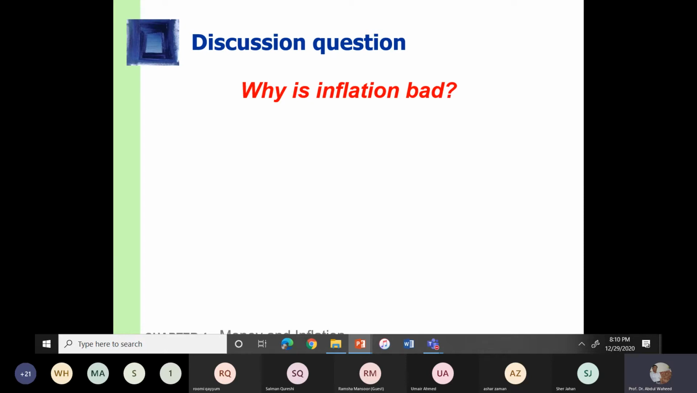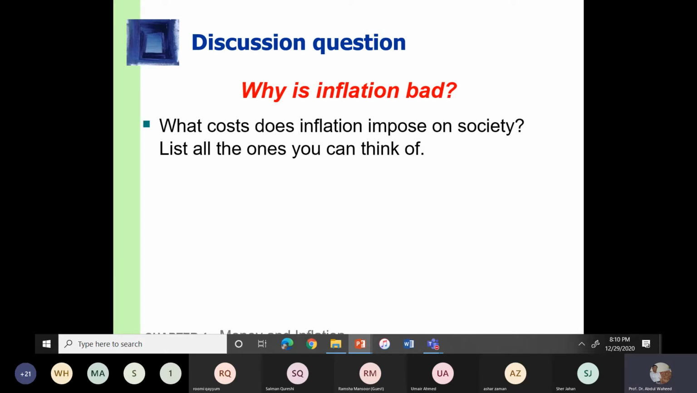Then why is inflation bad? Because there are costs which are imposed by inflation on the society. You can just think, if the inflation rate is high, then fixed income groups will suffer. The salaried class, because they are getting a fixed salary, and now if inflation rate is increasing, then it means they are losing their purchasing power. Also it will affect the lender and borrower, and inflation will increase uncertainty in the economy.